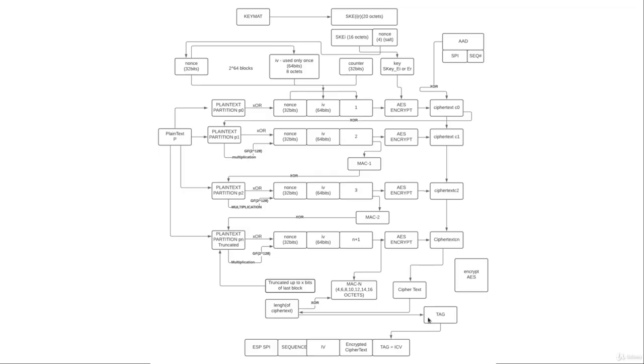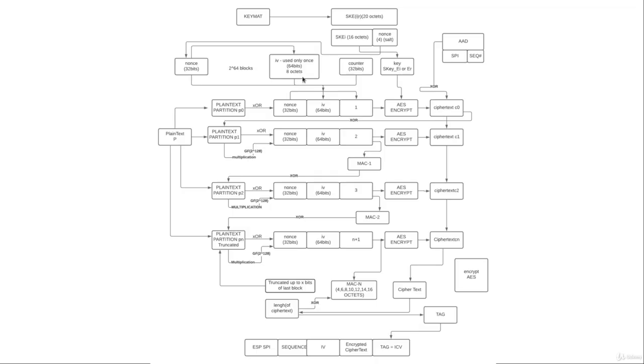The initialization vector is 64 bits, which is 8 octets. For a given key, the initialization vector must not repeat. The encryptor can use any initialization vector method that meets the uniqueness requirement. It is a responsibility of the sender side.